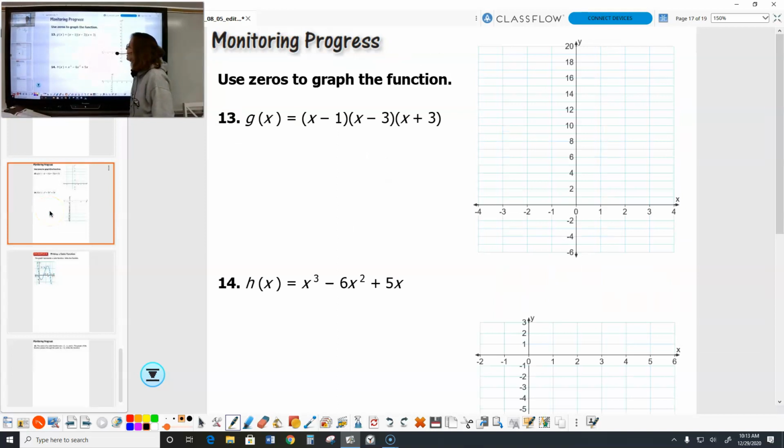All right, so we're going to use the zeros to graph the function. Now, for number 13 here, it has already been factored for us. So we know that the zeros are 1, 3, and -3. So let's go ahead and plot those points, 1, 3, and -3. Now we do want to find some points in between. So let's go ahead and choose a number between these points. Now the more that we choose, the better off we're going to be.